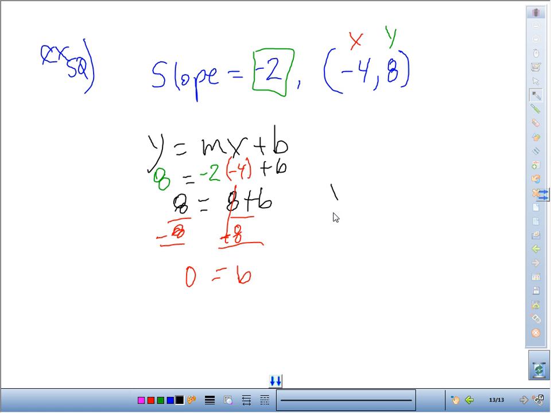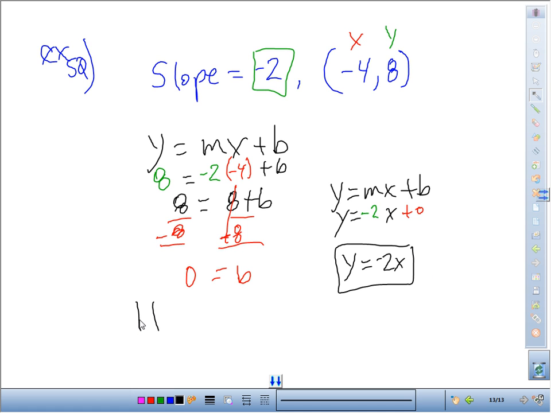So therefore, y equals mx plus b. What goes here? Negative 2. What goes here? Plus 0. So this becomes y equals negative 2x plus 0, or y equals negative 2x.